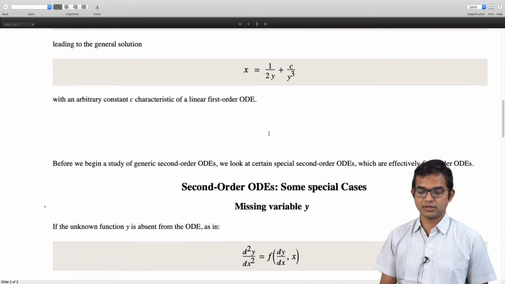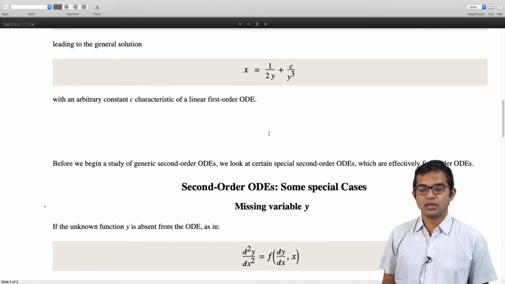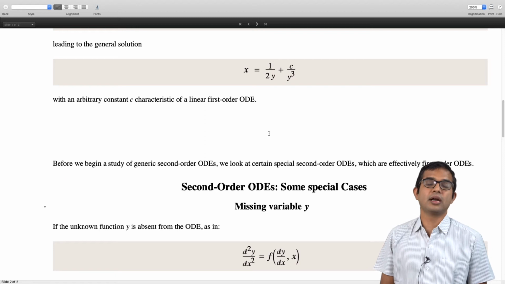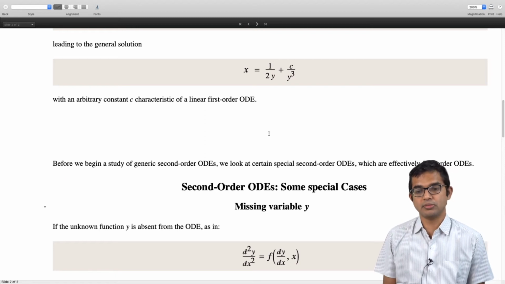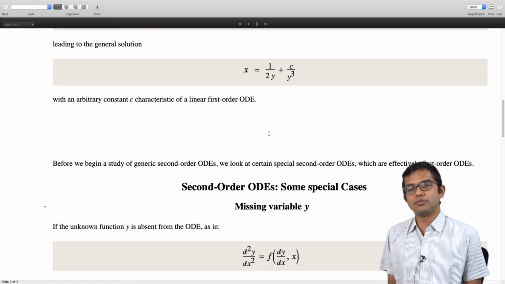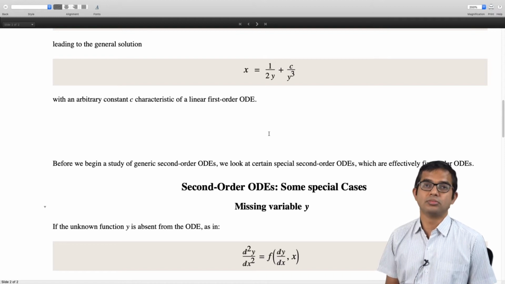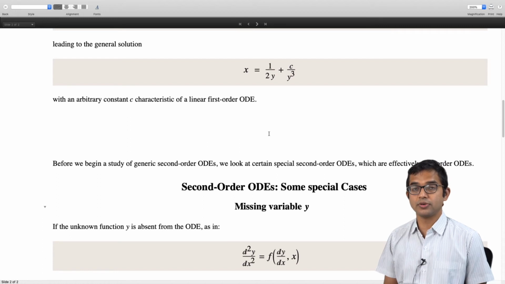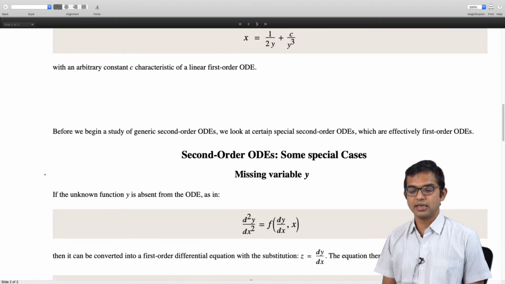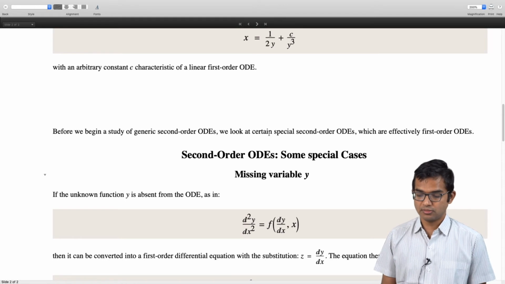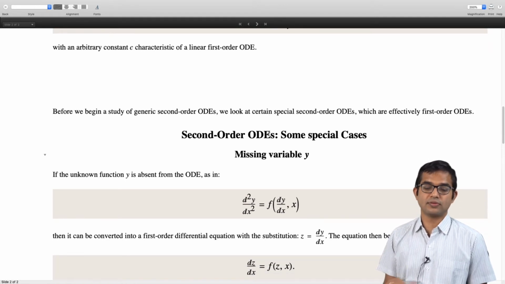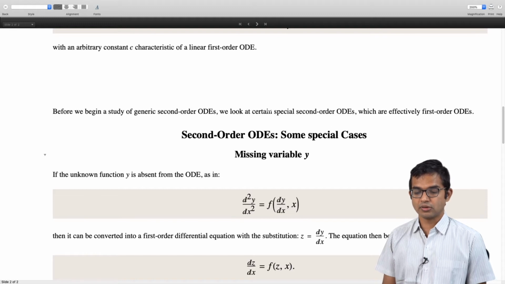Okay, let's look at the first type, which is when the variable y is missing. So we're looking at a differential equation of the form d squared y by dx squared is equal to a function of only x and dy by dx. So there is no y which appears on the right hand side, and when you have such a form, a simplification ensues if you can make the substitution dy by dx is equal to z. Then this equation becomes dz by dx, so the left hand side is just dz by dx, which is equal to f of z comma x. So in place of dy by dx you have z comma x.